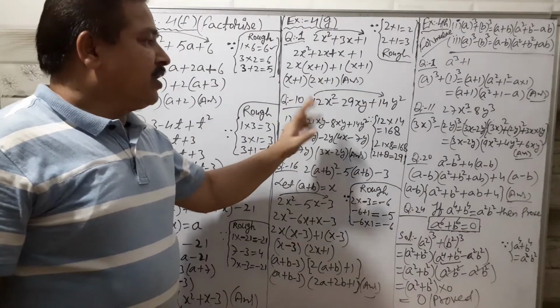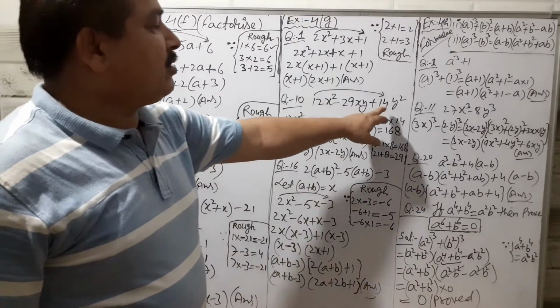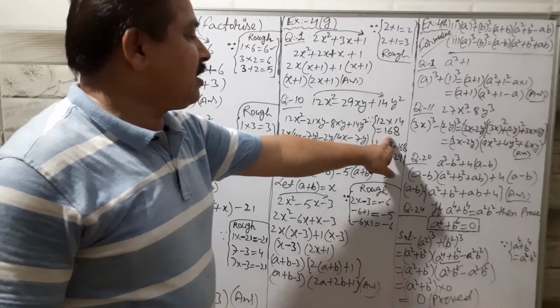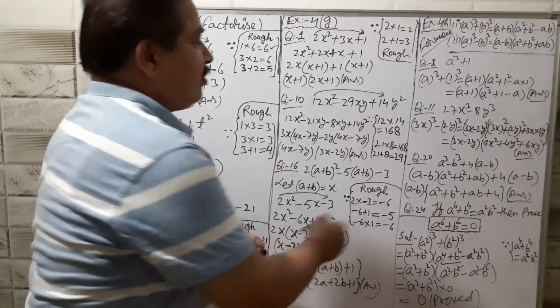Answer. Now see the 10th question. This is 12, this is 14. Multiply is 168. This is rough work. This is your rough work.